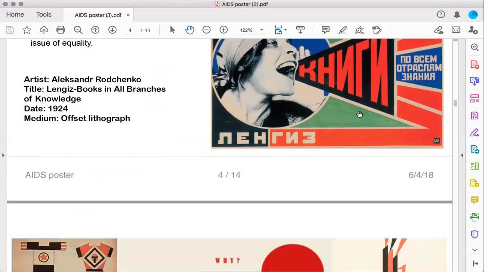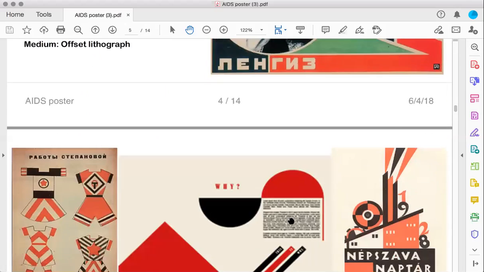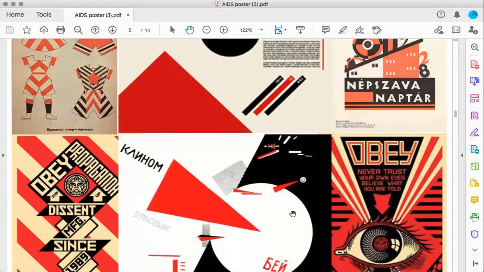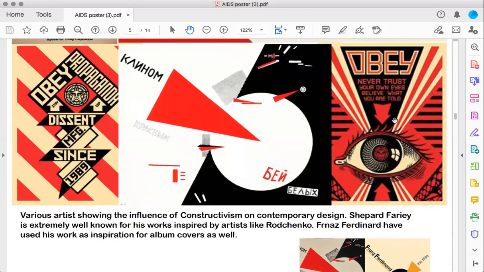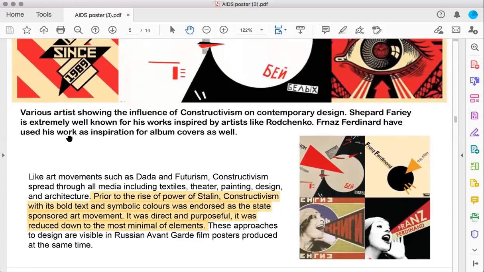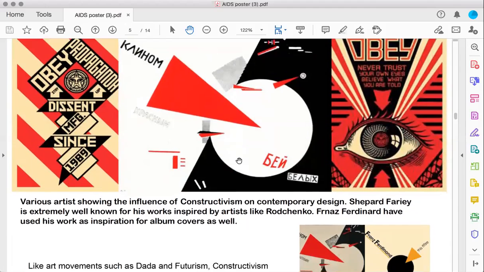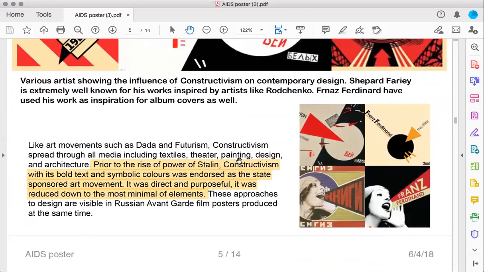So go through, review Rodchenko, really have a look at Rodchenko's work. You should be able to identify contemporary designs that are influenced by Rodchenko. In particular, I think Shepard Fairey. This is Shepard Fairey here. We can really see the link from Shepard Fairey to Rodchenko. And then also, I often think about Franz Ferdinand, which is a band. They have used quite a bit of constructivist inspired design in their work as well.